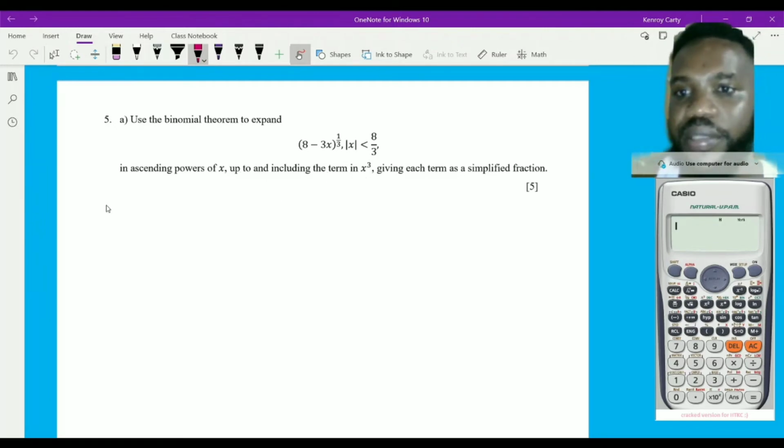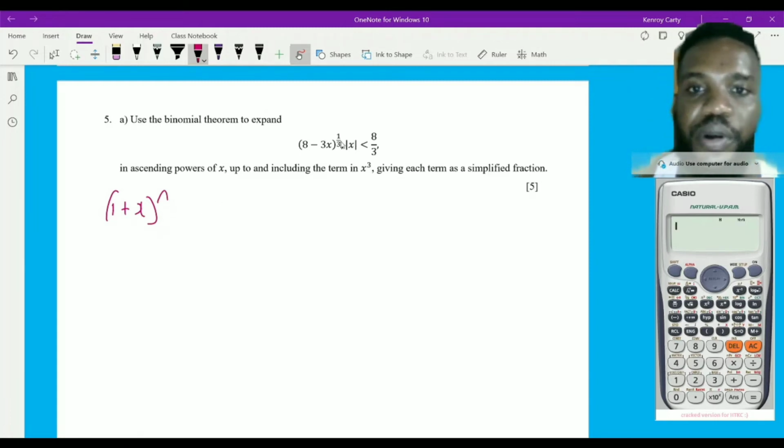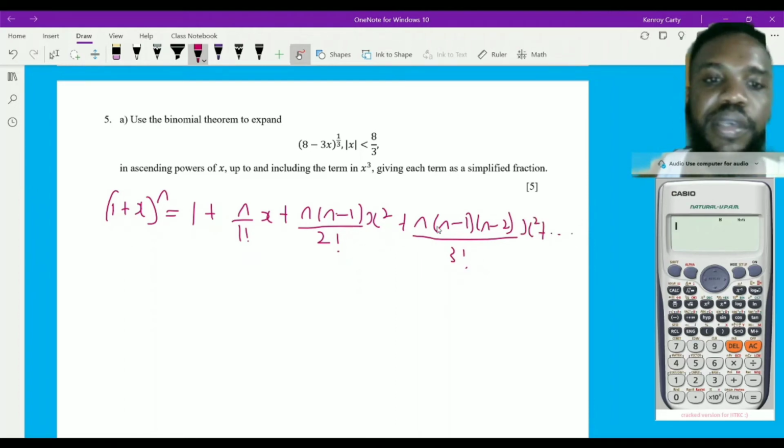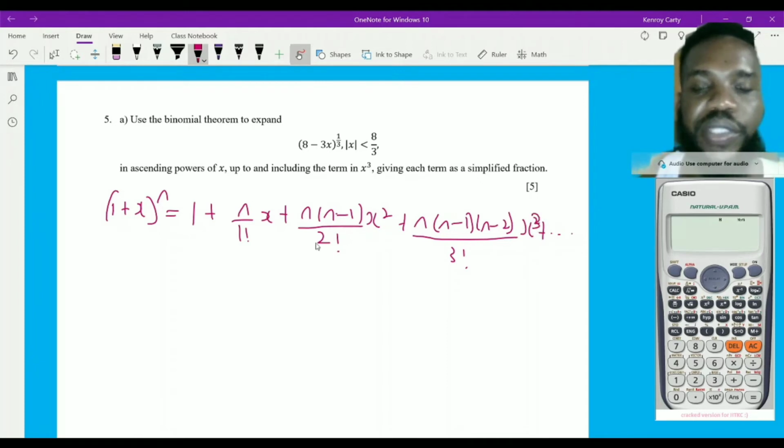So let's start with a general expansion. The general binomial expansion is (1 plus x) all raised to the n, and of course this is also the Maclaurin expansion for when the power is a negative or a fractional power. So this is equal to 1 plus n over 1 factorial times x, plus n into n minus 1 over 2 factorial x squared, plus n into n minus 1 into n minus 2 over 3 factorial times x cubed. Of course, this continues to infinity, but we're going up to x cubed.